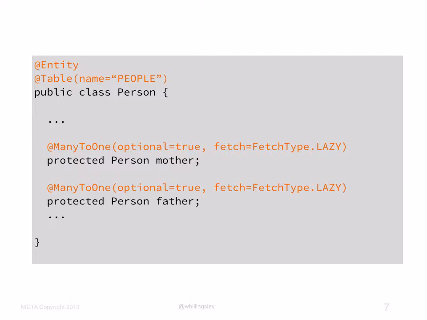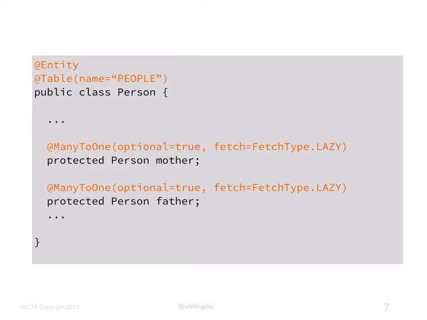But I've also put in this protected Person mother, protected Person father. That's a little bit different because that is a reference to another entity. It's not just a string that's going to turn into a string column. This is a reference to another entity, and so it's going to be a foreign key in the database, in this case a foreign key to another row of the people table. That relationship could be one-to-one, many-to-one, many-to-many, or one-to-many.